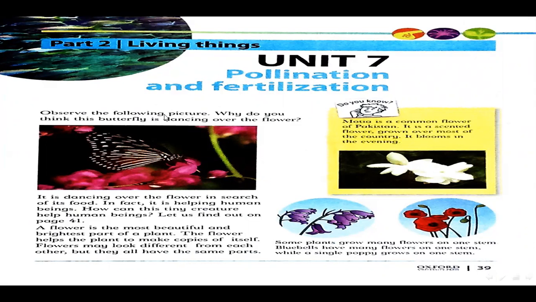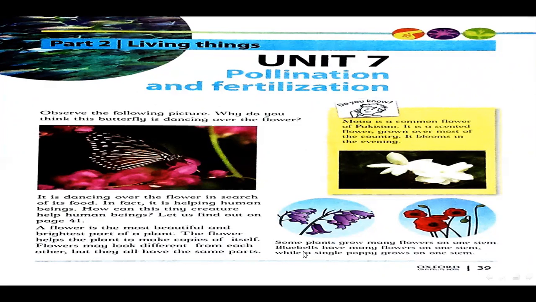Students, if we observe the following picture, why do you think this butterfly is dancing over the flower? It is dancing over the flower in search of its food. In fact, it is helping human beings. How can this tiny creature help human beings? Let's find out. Students, you know that a flower is the most beautiful and brightest part of a plant. The flower helps the plant to make copies of itself. Flowers may look different from each other, but they all have the same parts.